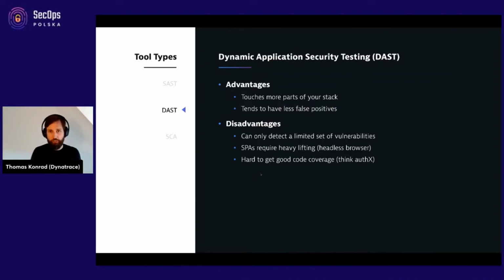And it's hard to get good code coverage because you have to authenticate, authorize, you might have to take different roles to see different parts of the UI, to test them, and so on. So DAST is really hard to get good code coverage. If you have DAST, measure code coverage and tell me the number. I'm curious. I'm sure it is lower than you think.